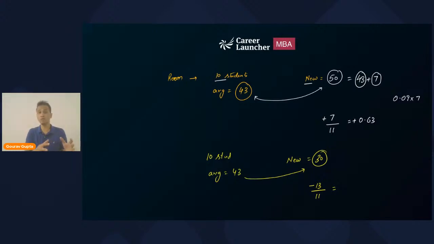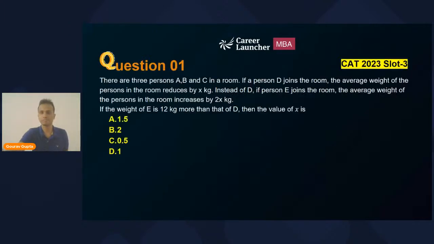There is no need to use the conventional method that first of all you will find the original sum, then we'll add the new value, and then it will be divided by the new number of students. There is no need to do that. You can directly make a relation using this thing. Okay, so this relation will directly give you the value of the change in average, increase or decrease in average, right? Now let's apply the same method here.